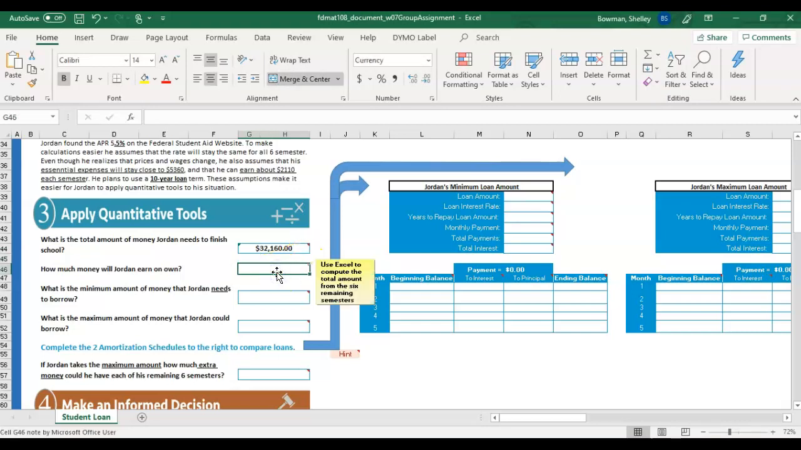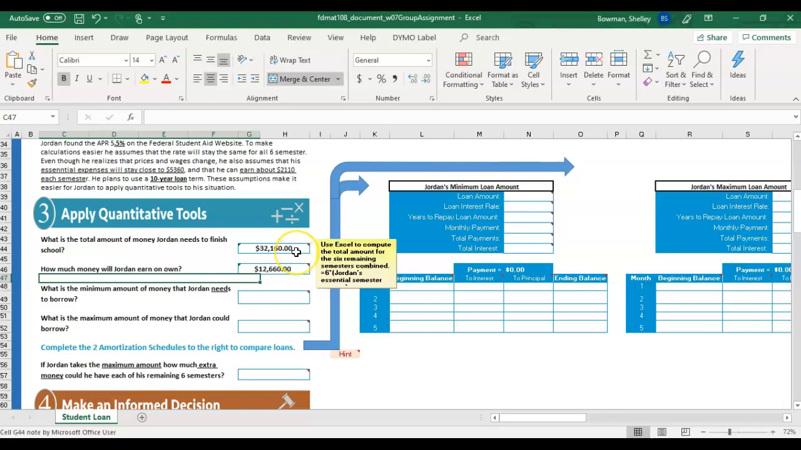The next one is how much money will Jordan earn on his own? And that is $2,110 per semester, or each semester. So again, to calculate, we're going to do equals $2,110 and multiply that by 6 semesters, and that's how much money we can assume that he will be earning in those 6 semesters.